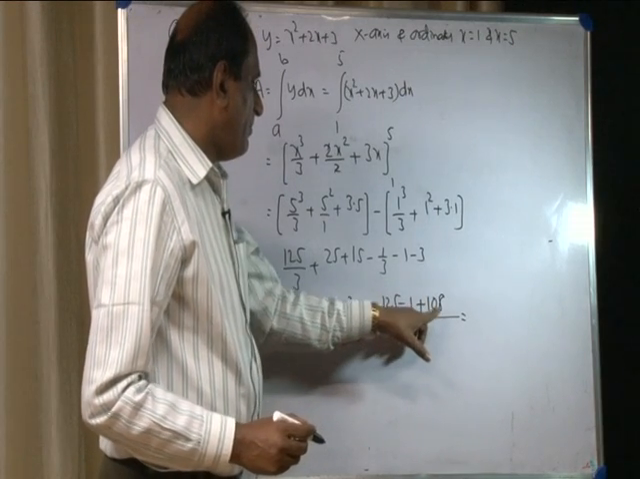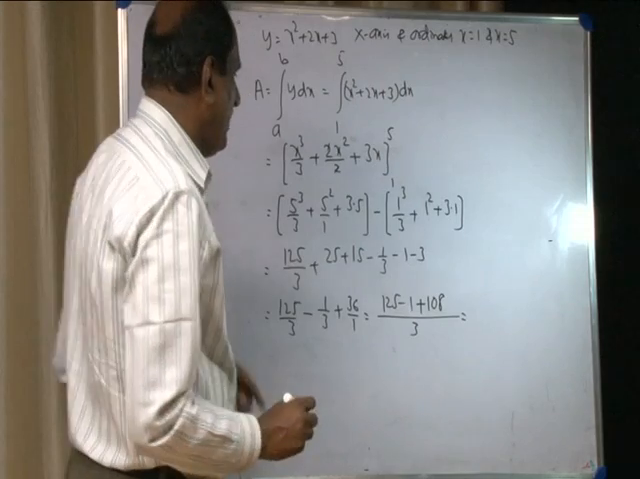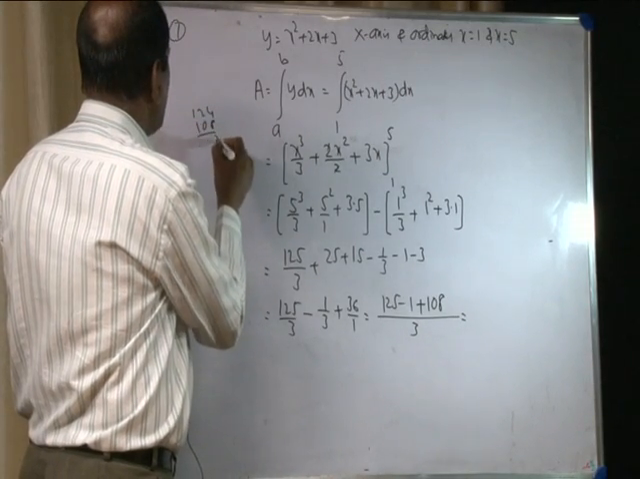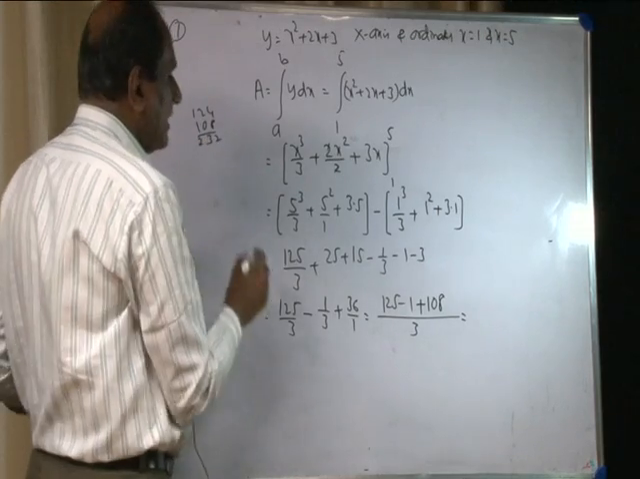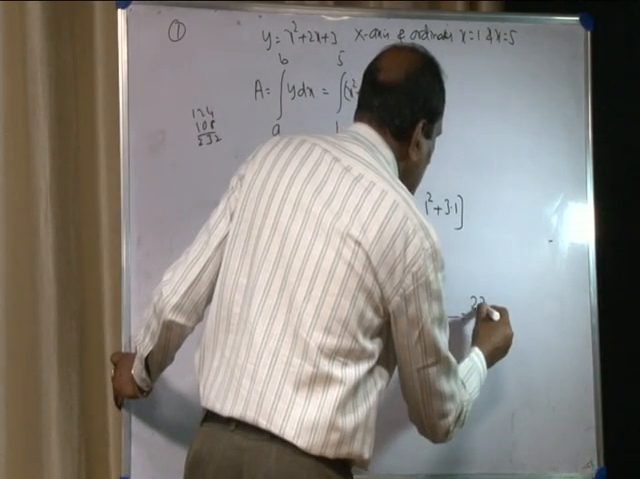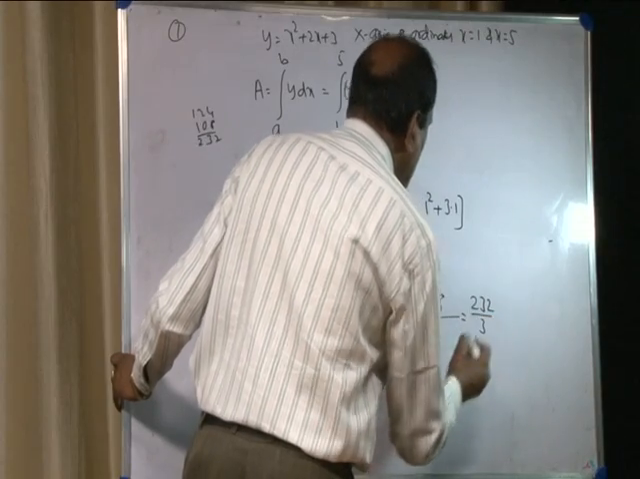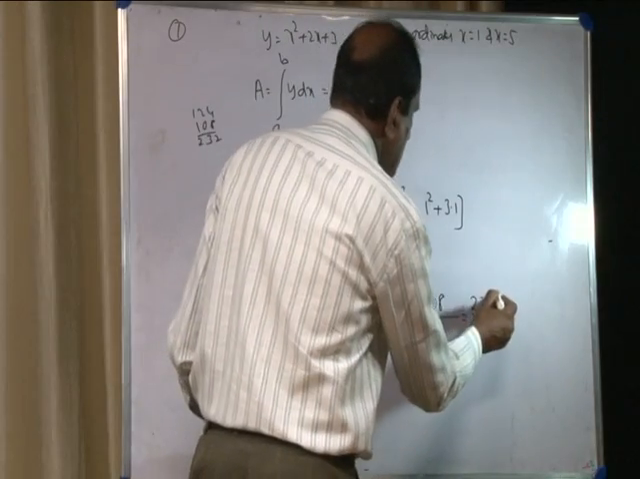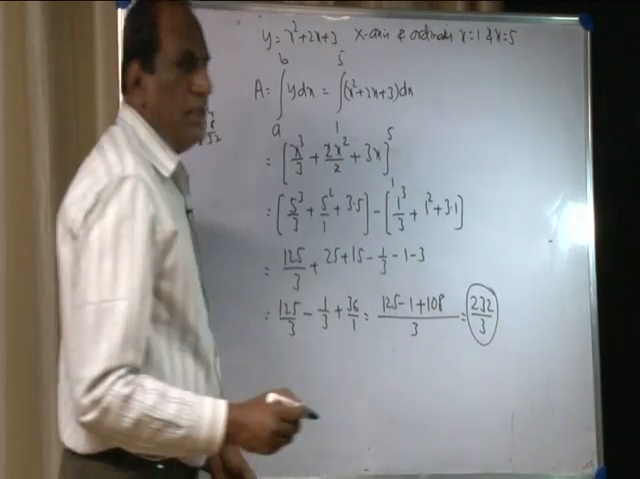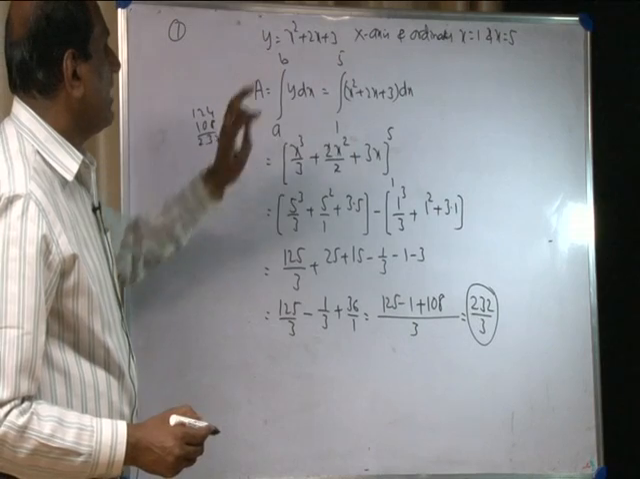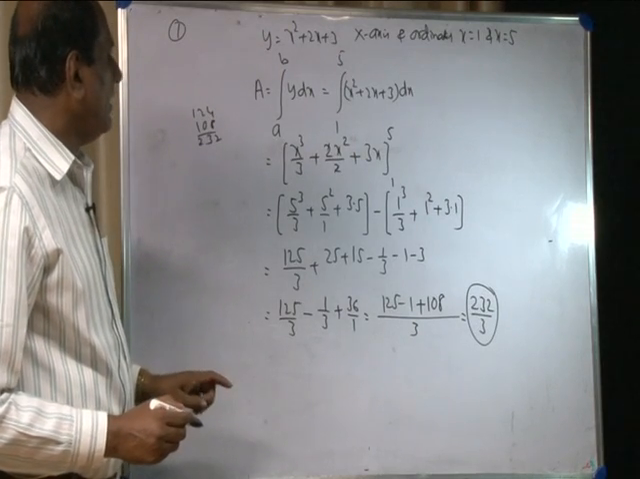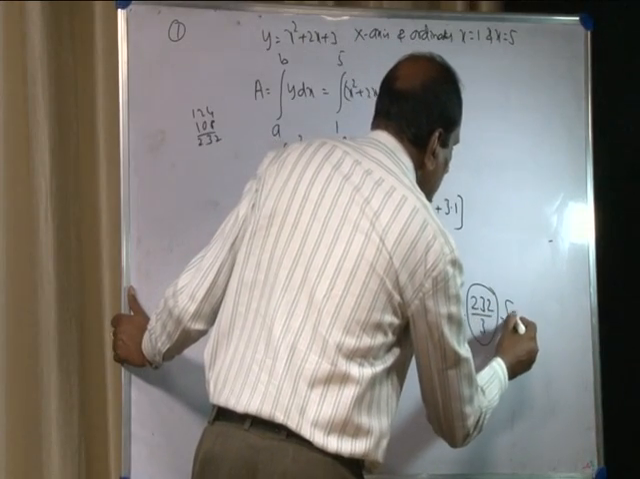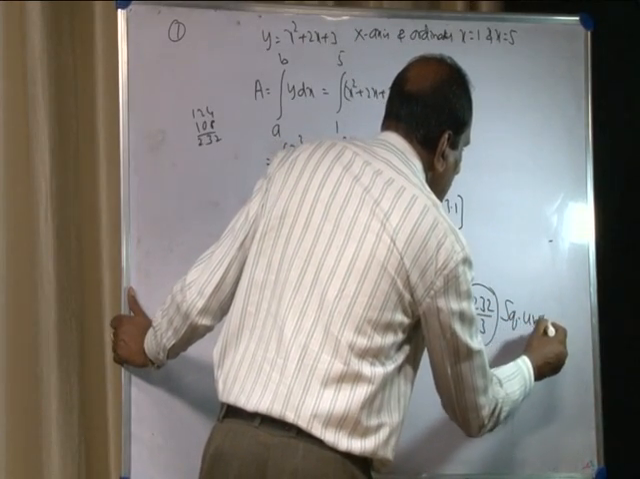125 minus 1 is 124. So, 124 plus 108 is 232, divided by 3. So, this is the area of the given curve x square plus 2x plus 3 between limits 1 and 5. What is the unit? You must write the unit, that is square units.